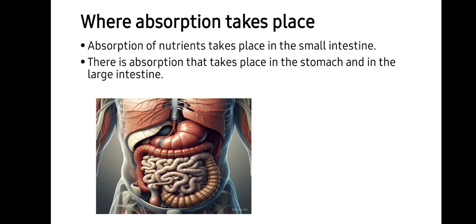Where does absorption take place? Absorption of nutrients takes place in the small intestine. There is also absorption that takes place in the stomach and in the large intestine. We'll talk about this later.